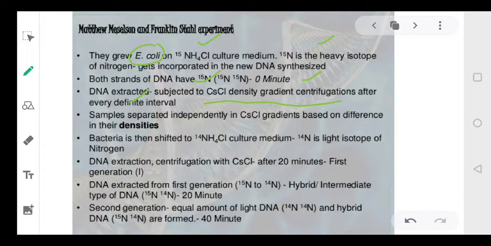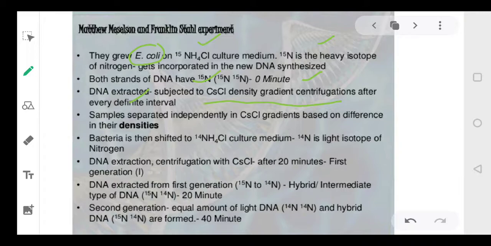After regular intervals, they will be subjected to cesium chloride centrifugation method, and depending upon the density of the DNA, they will separate at different levels. If it is heavy, it will be found at the bottom. If it is intermediate, in the center. If it is lightest, it will be on the top of the solution, isn't it?